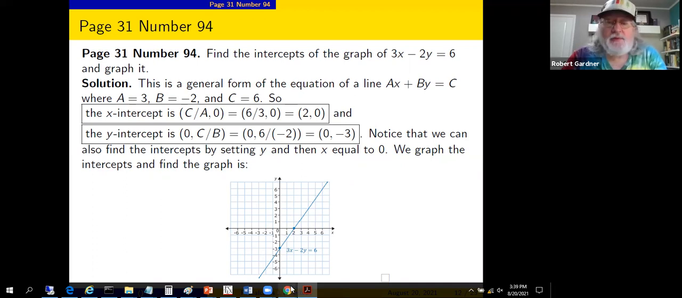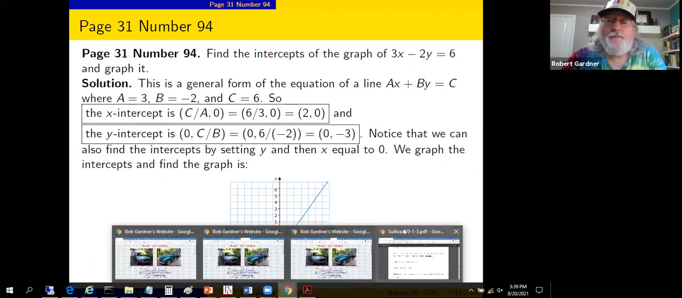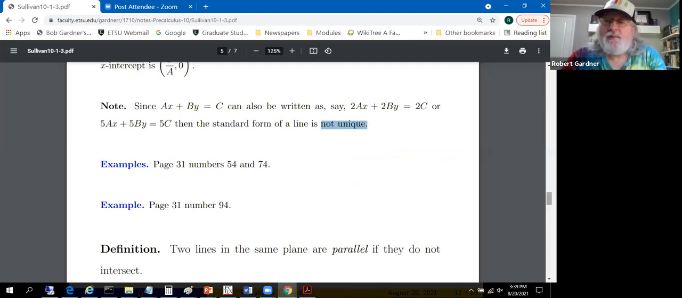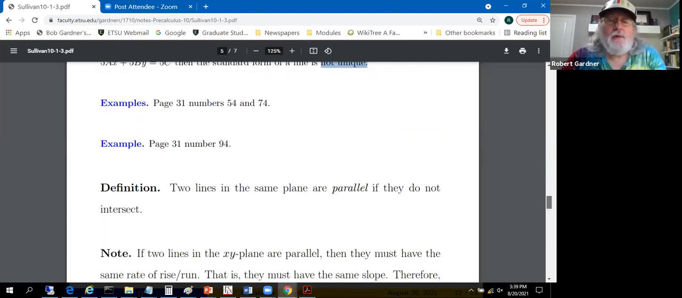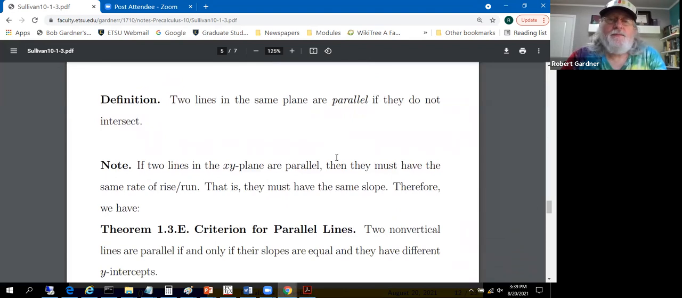Let's go back to the notes. So next, 2 lines in the same plane are parallel if they don't intersect. Common definition for parallel has to be in a plane. In higher dimensions, things get more complicated. But parallel lines are lines that don't intersect in the plane.